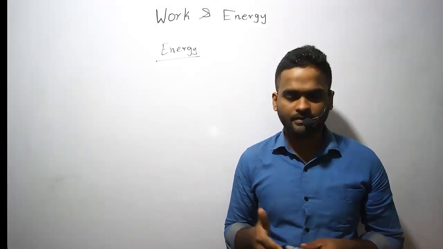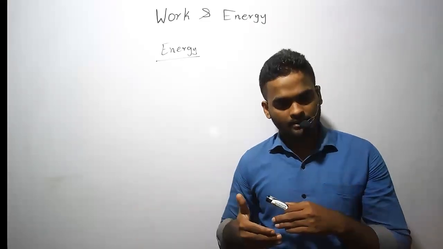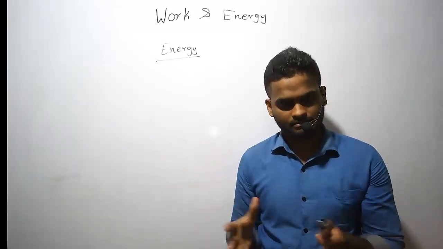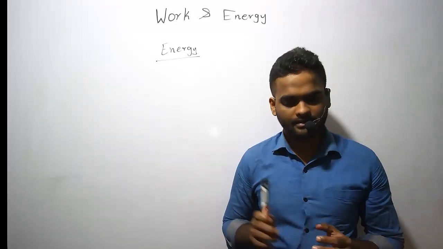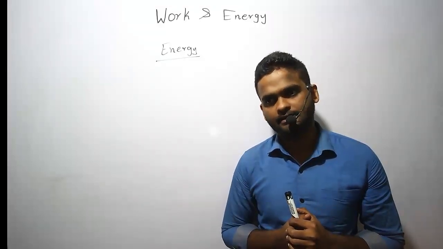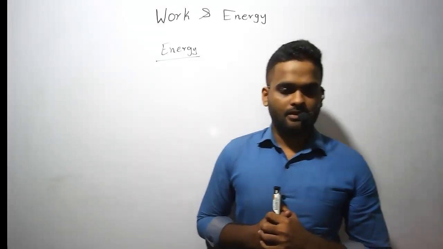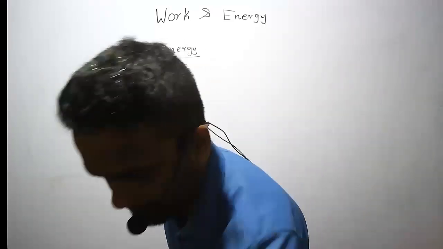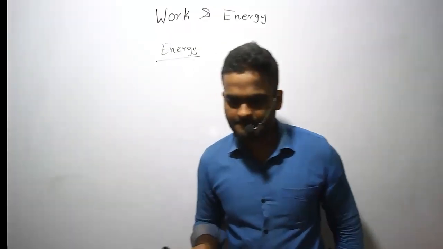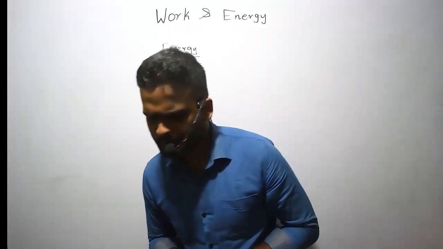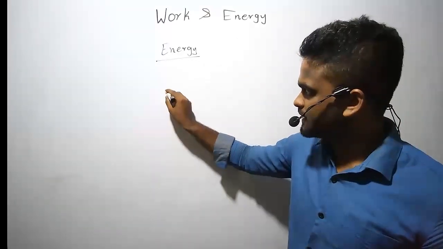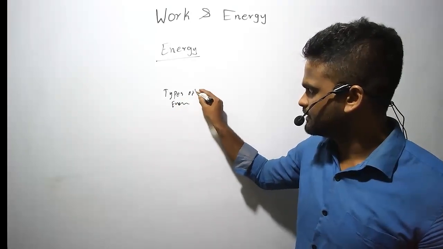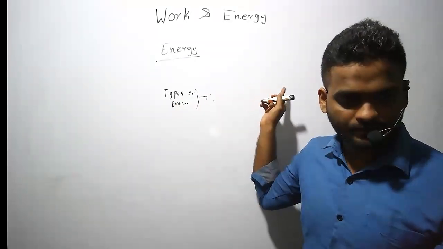Got it? So energy is ability to do work. If you need to store work, it is always in the form of energy. So energy is storage of work. You can consider it like that. Then below, write types of energy. We'll write that types of energy, right? Take it down.